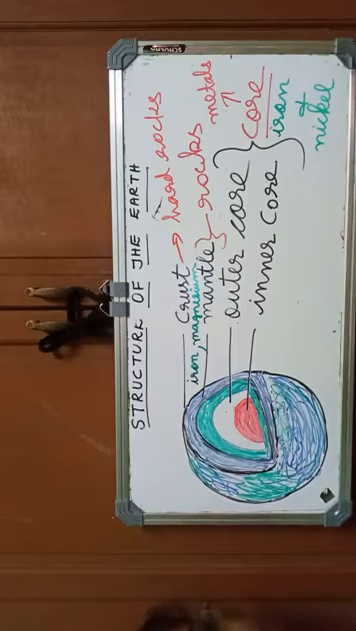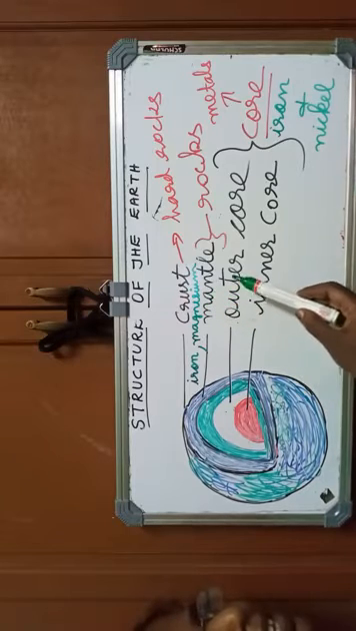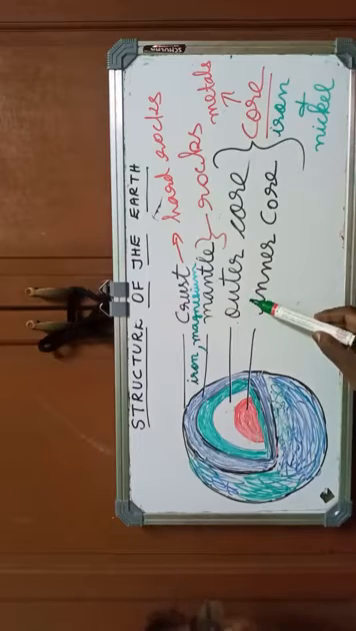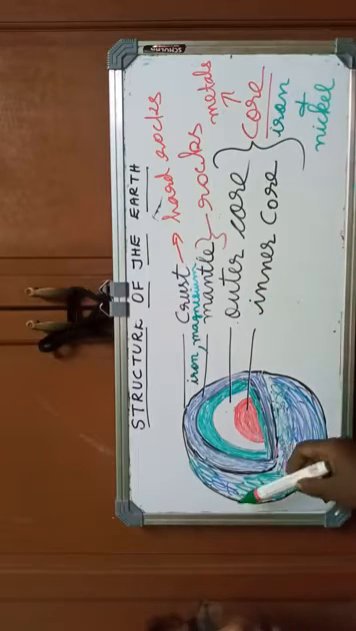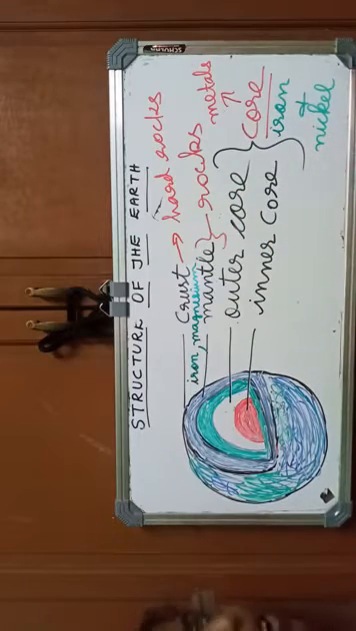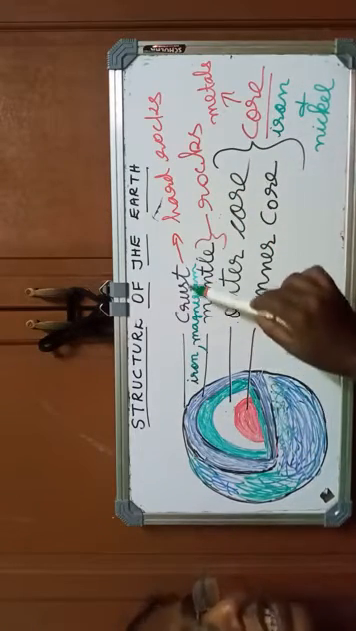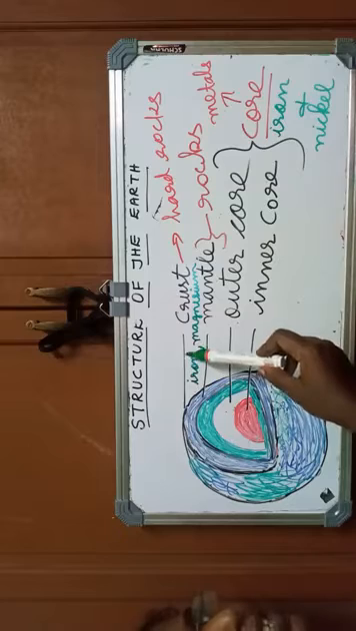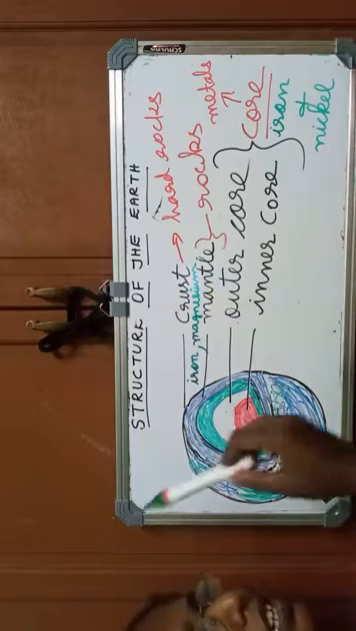Okay, so can you name the three layers of the earth? They are crust, mantle, core. The core is divided into two, which are they? Outer core and inner core. And the crust is made of hard rocks, and on the crust we live. Life exists on the crust, and oceans and continents are present on the crust.